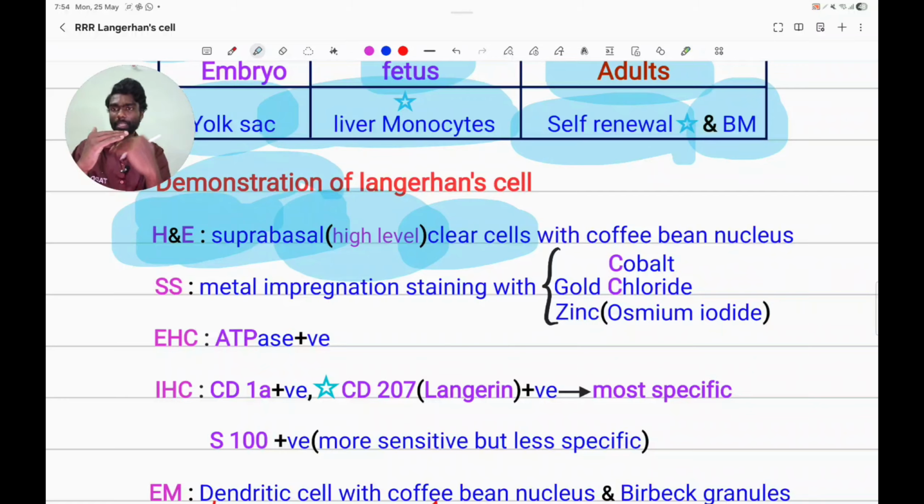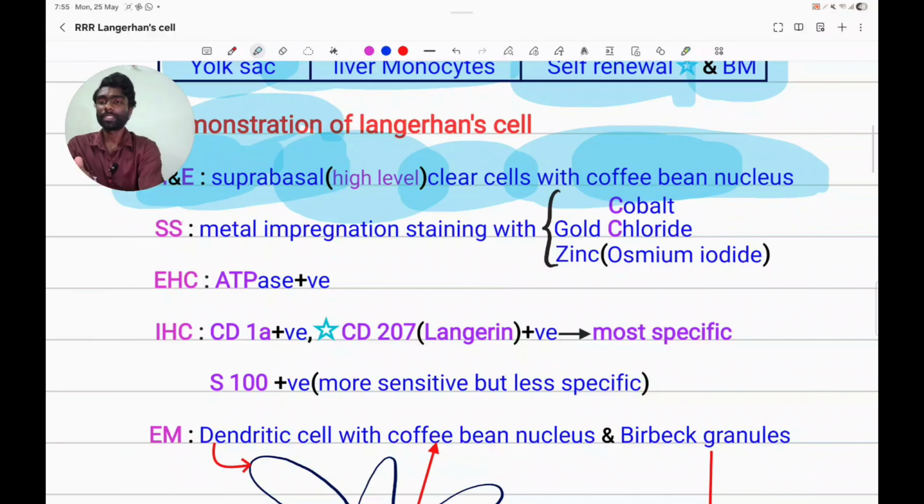Melanocytes are present in stratum basale, also visible like clear cells only. So melanocytes are named low level clear cells. Here, Langerhans cells are high level clear cells with a coffee bean nucleus, perinuclear halo. This is the characteristic. This coffee bean nucleus also we can't appreciate in H&E staining.